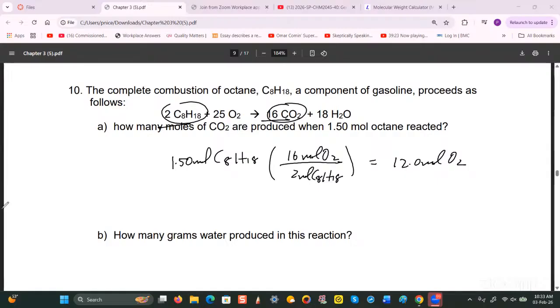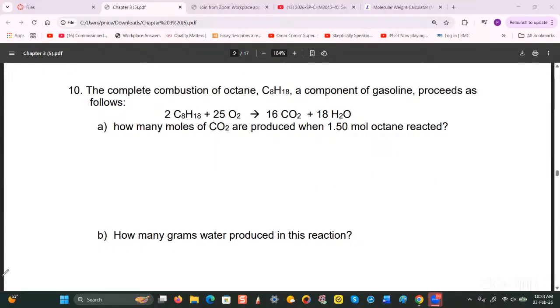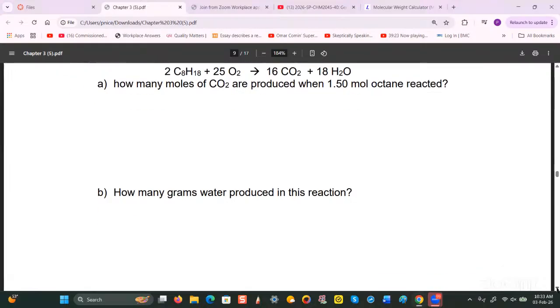And the B part is again relatively simple, a bit more challenging than the A part. In this case, it's asking for how many grams of water are produced in this reaction. So again, I would start off with the 1.50 moles of C8H18. But this time I would look at the relationship between the water and the octane, right? So in this conversion factor, I put 18 moles of H2O above and 2 moles of C8H18 below. So that would give us the moles of water.